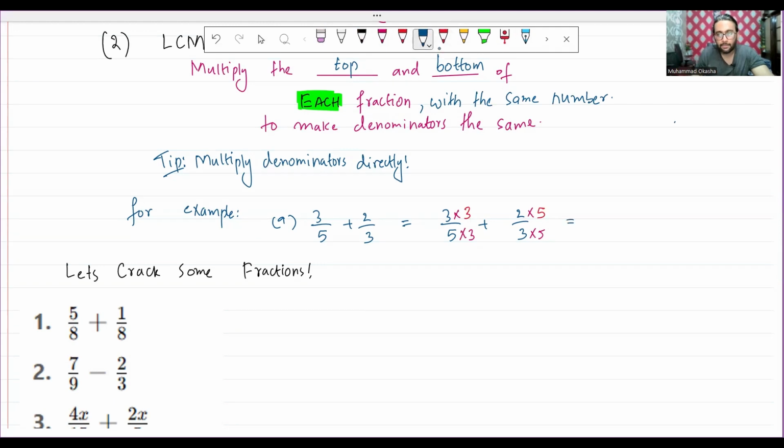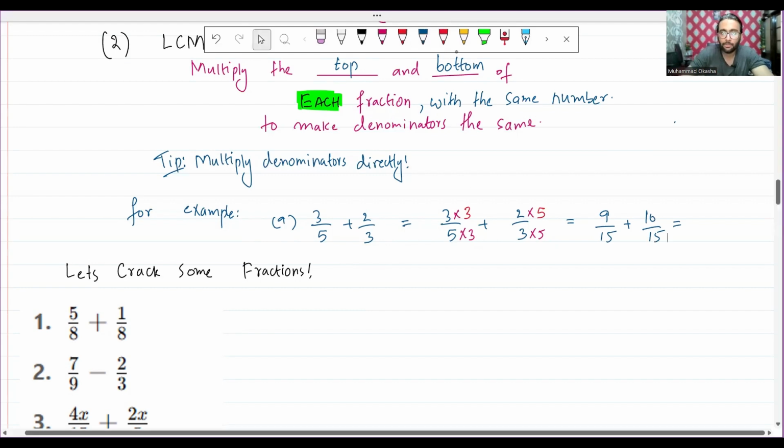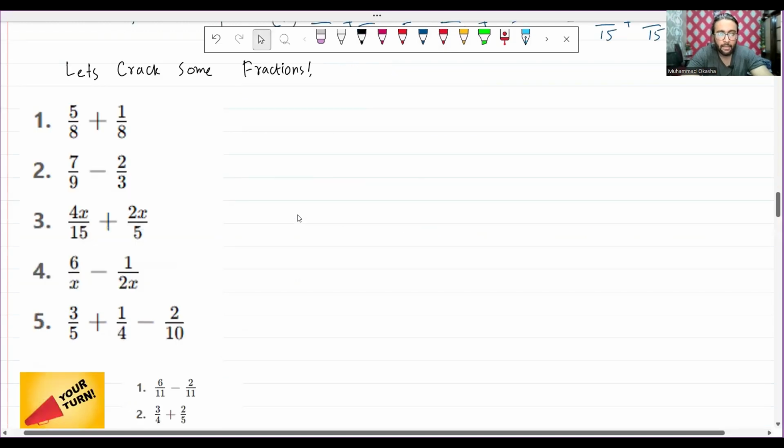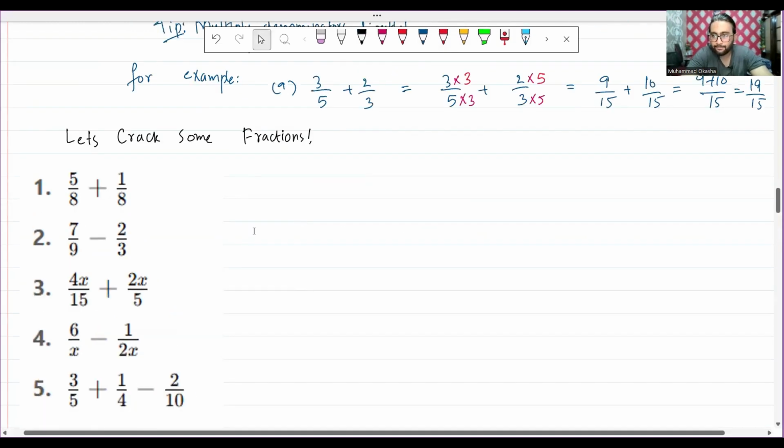Right, I think it's simple now. So 3 times 3 would be 9 by 15 plus 2 times this would be 10 over 15. So I've got what I wanted. I now have the same denominators, right? 15 and 15. So I could just write it as a single denominator 15, 9 plus 10, and I'll be left with 19 over 15. I hope it makes sense.